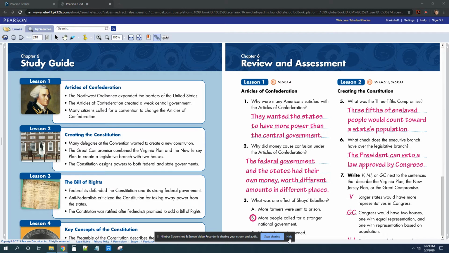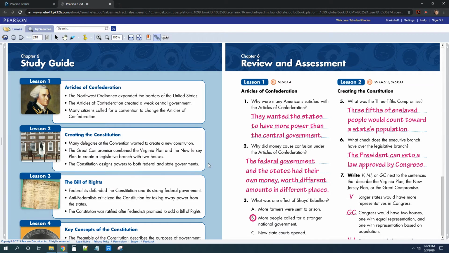Good morning, fifth graders. So for today, I'm going to go over the answers for your chapter 6 review pages and then just kind of recap a little bit about what we're going to be doing this week in social studies. So let's go ahead and get started with lesson 1.